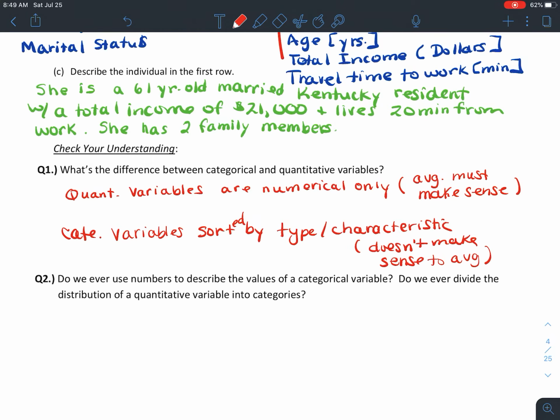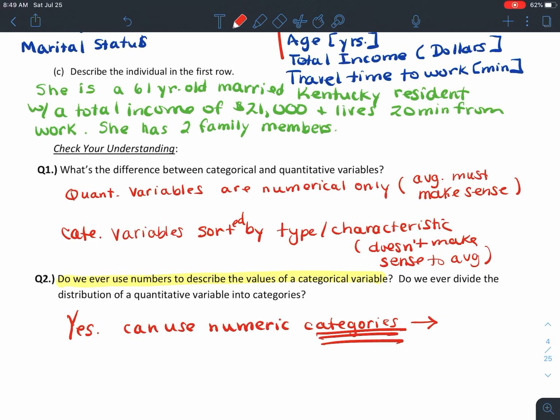And here we are. Do we ever use numbers to describe the values of a categorical variable? And do we ever divide the distribution of a quantitative variable into categories? Okay, yes. We can use numeric categories. So this would be a categorical variable, and the examples could be a zip code or an area code, okay? And yeah, we can totally divide something that's numeric into categories for sure, okay?